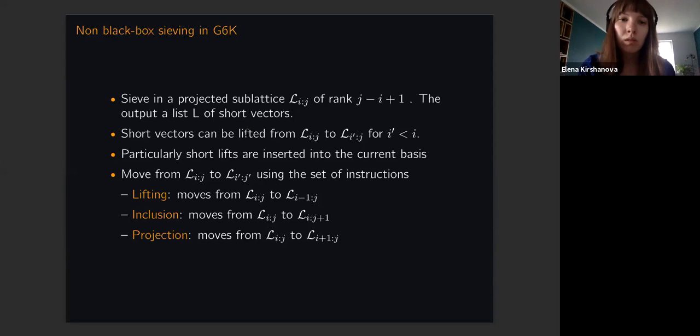All the operations on the lattices could be described by a small set of instructions. So moving from one projected sublattice to another projected sublattice could be done by either lifting, which is just a Babai lift, meaning that you just lift up using Babai. You could run extension, meaning that you move from ij to ij plus 1, so you just add one more vector to your current projected basis. And projection is the opposite. You just project out one vector, so you increase the dimension of your current lattice by 1.